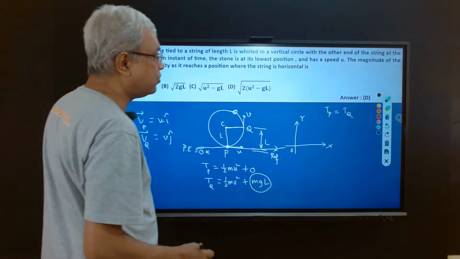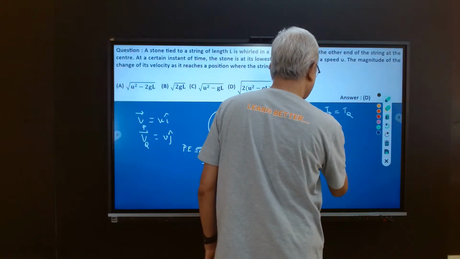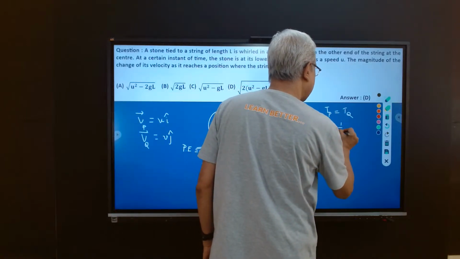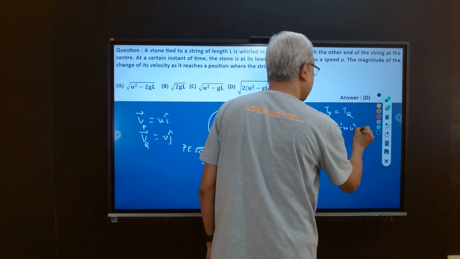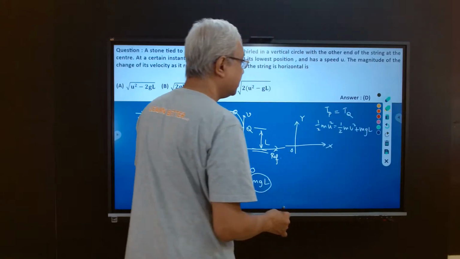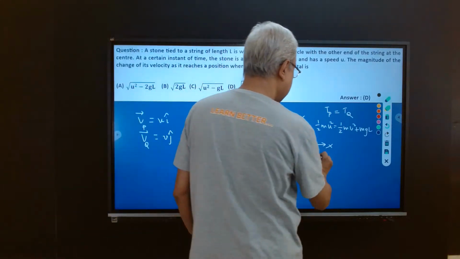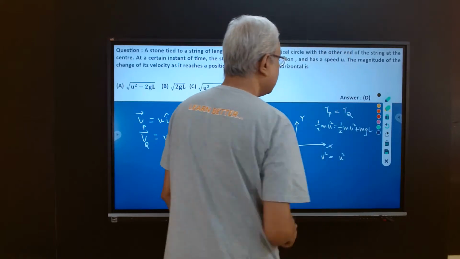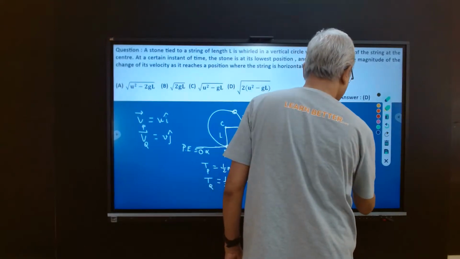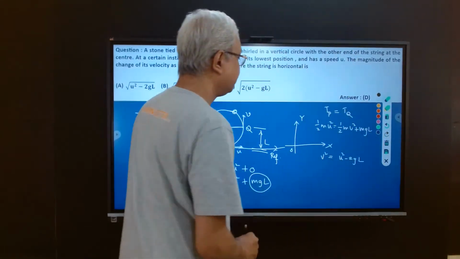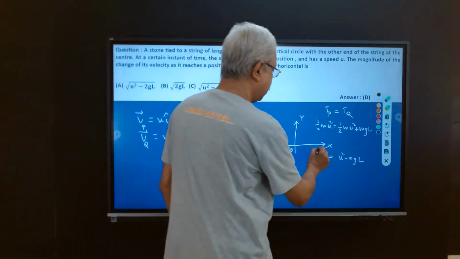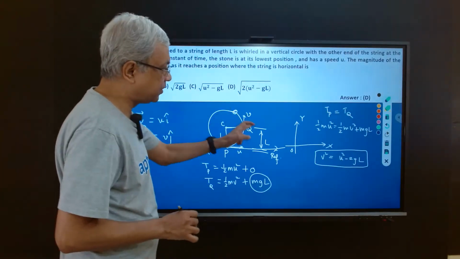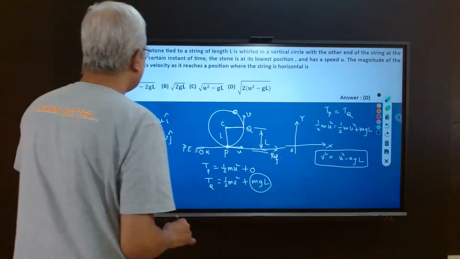Now that means half m u square is equal to half m v square plus mgl. So v square is u square minus 2gl. So the magnitude of the velocity at the position Q, if it is v, then v square is u square minus 2gl. Now what is the question?